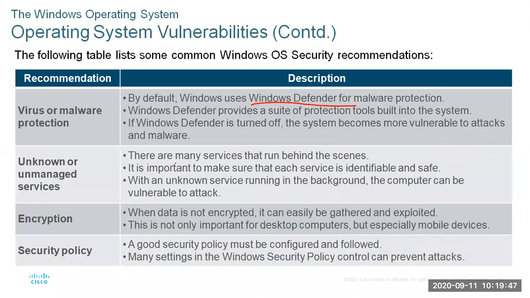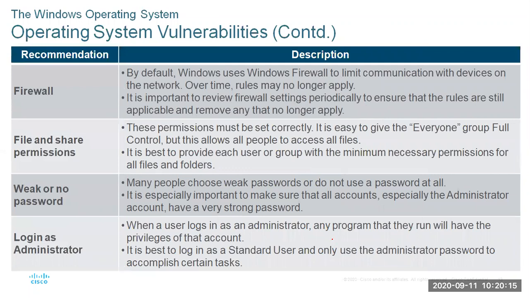Okay, encryption. When data is not encrypted, it can easily be gathered and exploited. So it is not only important for desktop computers, but especially for mobile devices, to encrypt your data. Then a good security policy must be configured and followed. Many settings in the Windows security policy control can prevent attack.